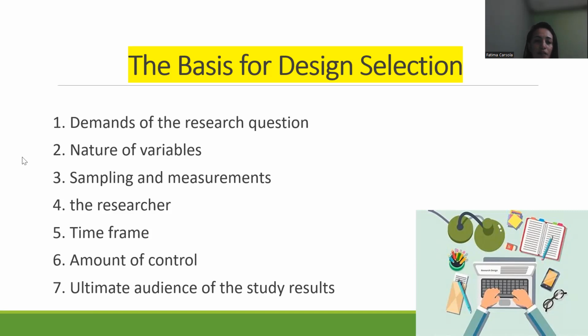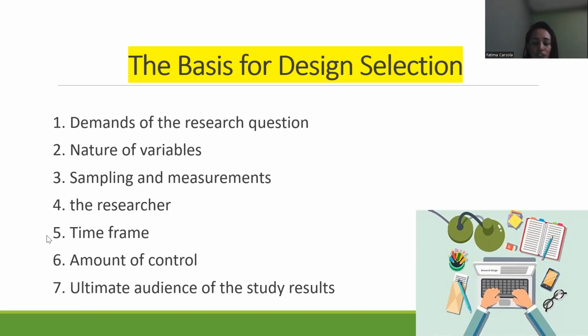We also have here the nature of variables. The nature of variables of the study may keep the ethical researcher from manipulating the environment or the treatment situation. These ethical limitations are strong influences that may require implementation of a weaker design in exchange for stronger subject protections.